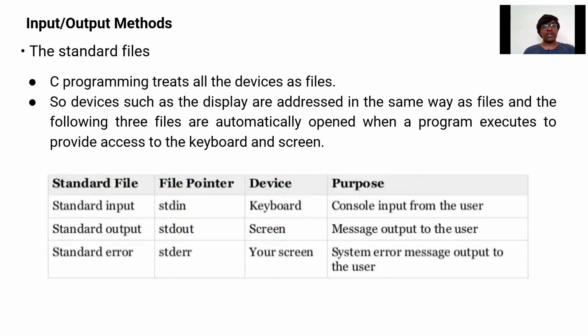Standard input, STDIN, the device is the keyboard. Purpose, console input from the user. Standard output, STDOUT. The device is a screen. The purpose of this is the message output to the user. Standard error, STDERR. The device is your screen. System error message output to the user.